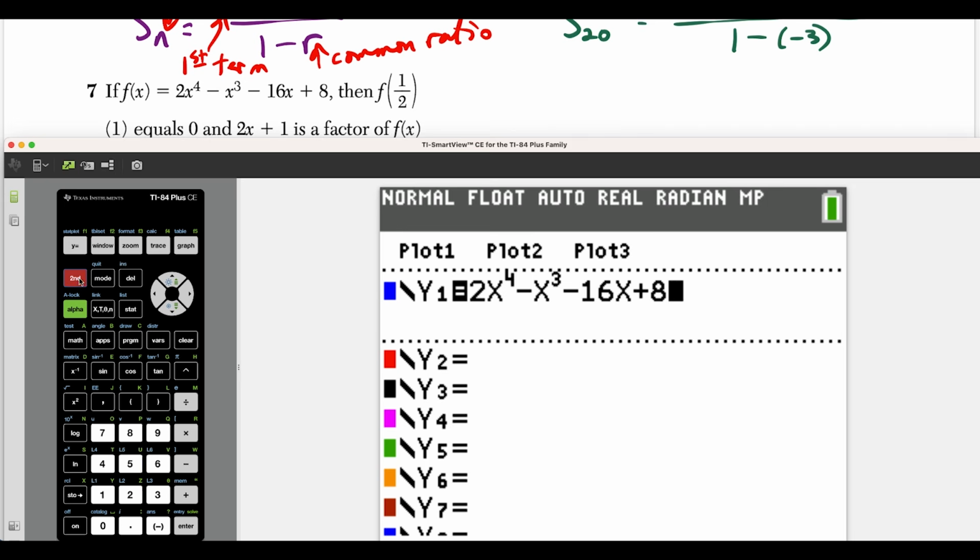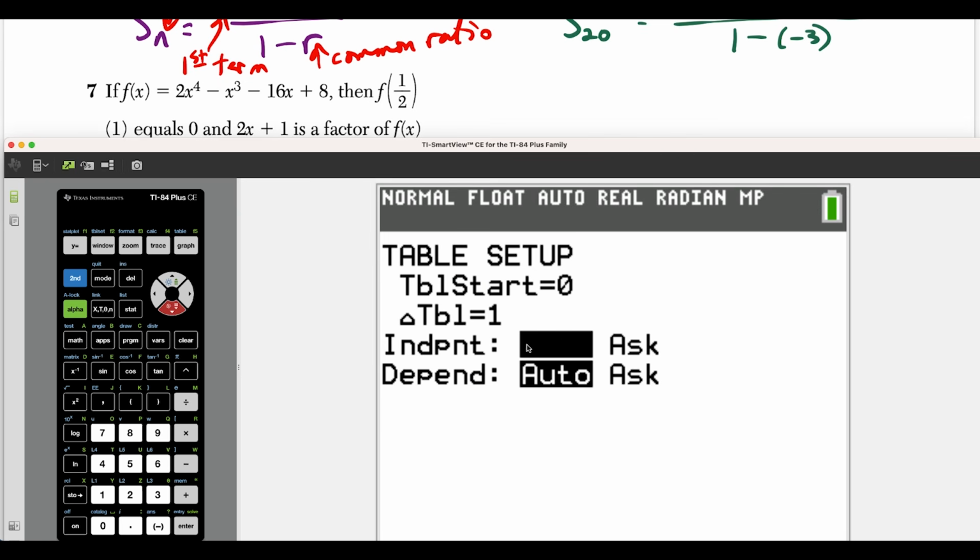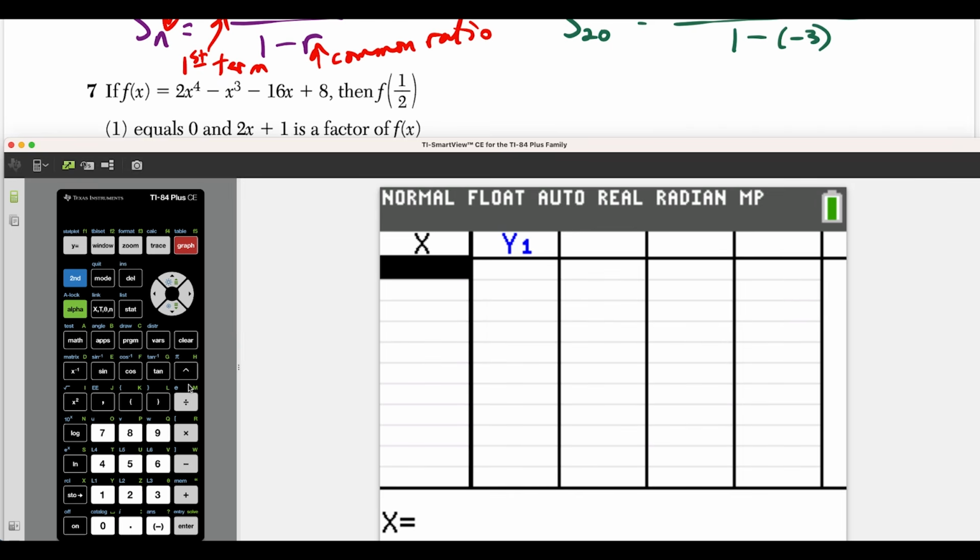Now the problem here though is if we go to the table, pressing second graph, notice there is no option for 1/2. So if you want to manually input values, you press second window and you switch the independent variable from auto to ask. And what that does is when we go back to the table, if I type in 1/2 like this, or I could write it as 0.5, notice that our y value is 0. So that tells us right away that the function at 1/2 is equal to 0.